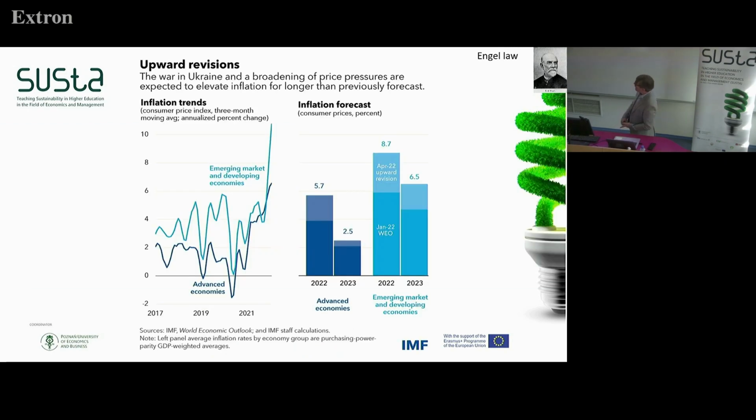Another interesting graph is this one. Okay? And how inflation is going to be in the next year. Again, you can see how emerging economies and developing economies are going to suffer more than us. Okay?